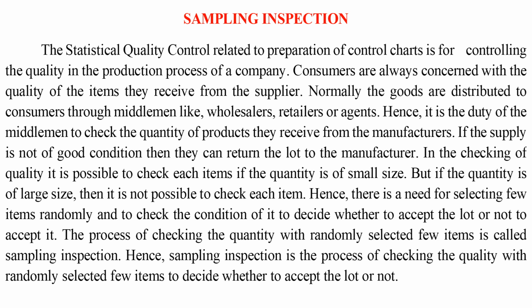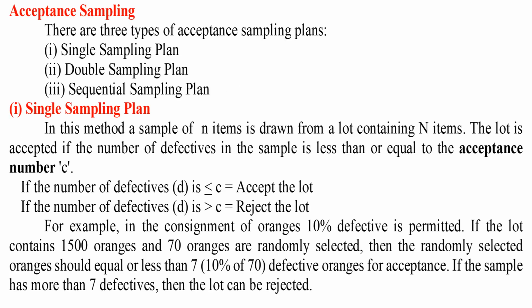In the checking of quality, it is possible to check each item if the quantity is of small size. But if the quantity is of large size, then it is not possible to check each item. Hence, there is a need for selecting few items randomly and to check the condition of it to decide whether to accept the lot or not to accept it. The process of checking the quantity with randomly selected few items is called sampling inspection. Hence, sampling inspection is the process of checking the quality with randomly selected few items to decide whether to accept the lot or not.